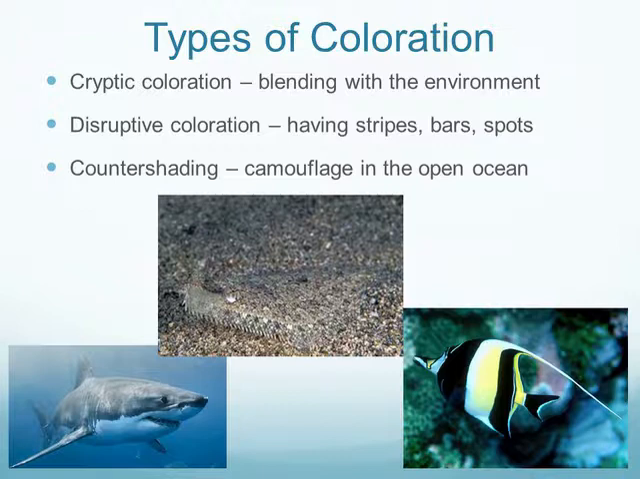And then you can have disruptive coloration. So that Moorish idol on the right hand side there, on the right image there, he has stripes.